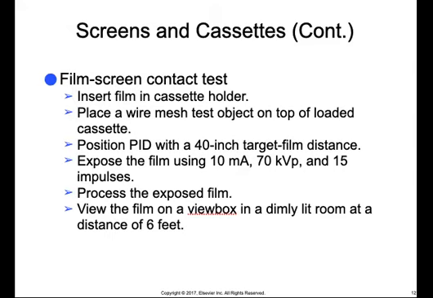And we'll position the PID with a 40-inch target film distance, and we'll set it so that it's at a perpendicular angle to the film. Then we'll expose the film using 10 mA, 70 kVp, and 15 impulses, which is about 0.25 seconds. Then we'll process the film, and we'll view the film on a view box in a dimly lit room at a distance of 6 feet.